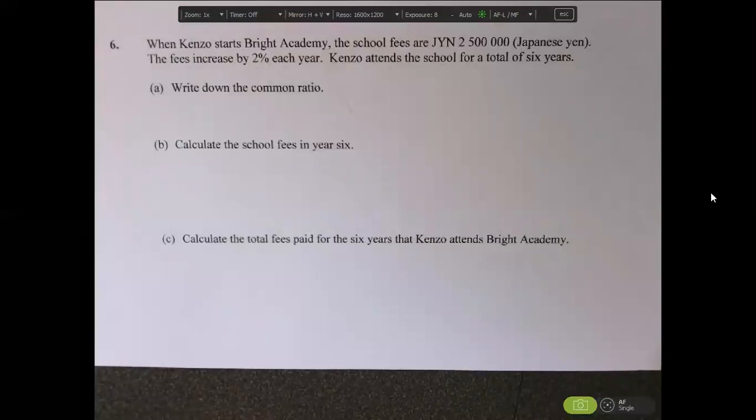Okay, so we're going to first write down what we think the common ratio is. Then we'll calculate the school fees in year 6, and then we'll find out how much total fees would be paid in the 6 years that Kenzo goes to the Bright Academy, in yen. That'd be quite a bit.